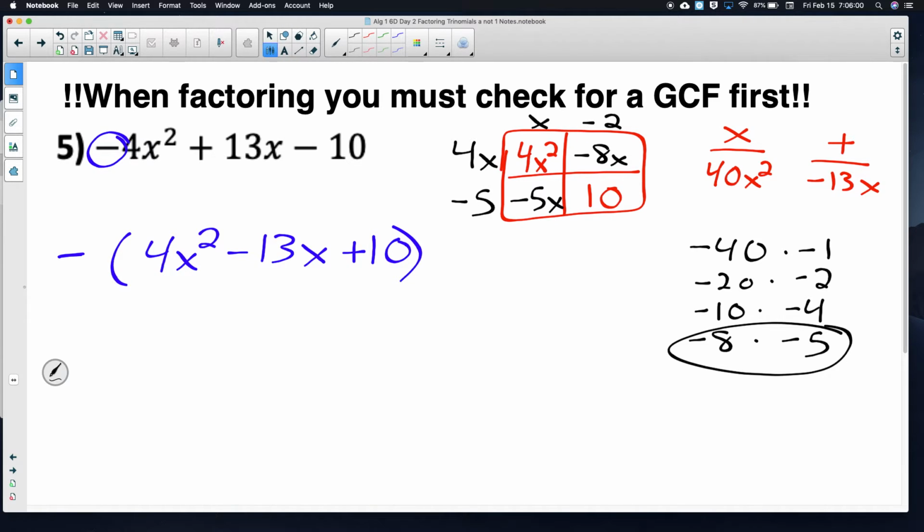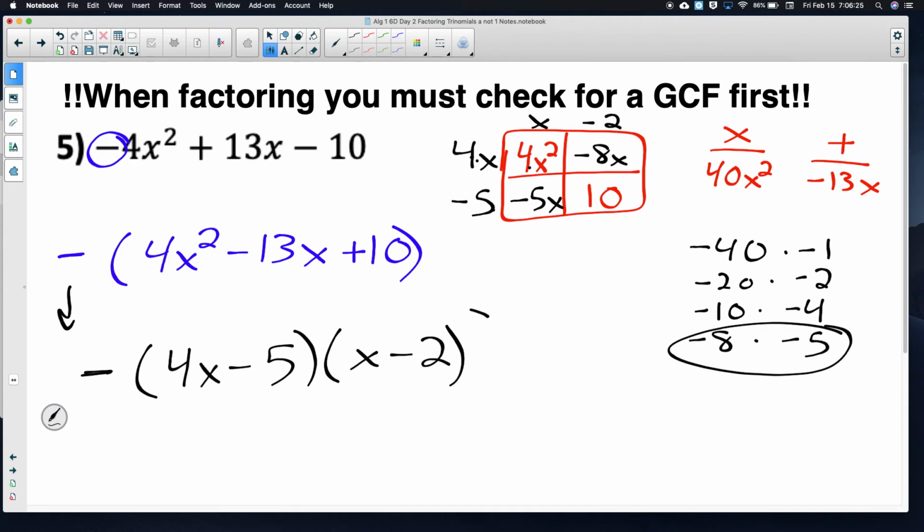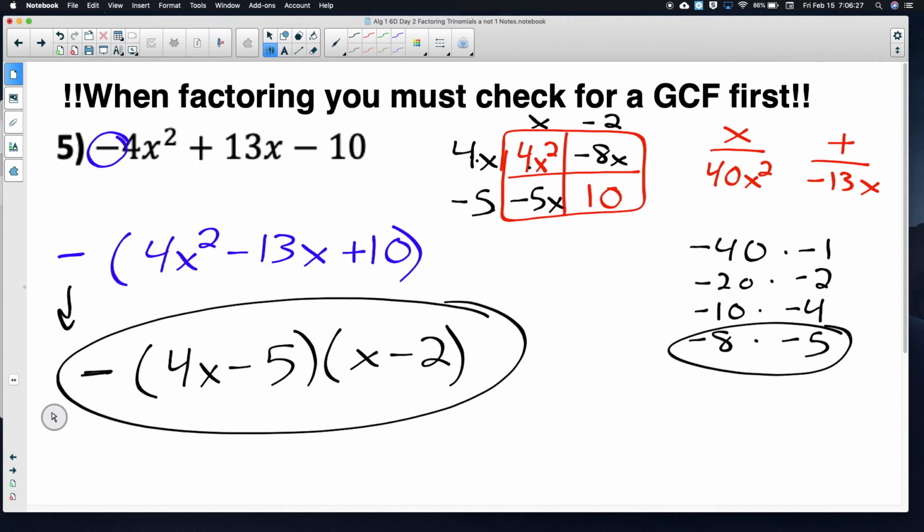And I can always double check at this step, multiply these together. 4x times x, 4x squared. 4x times negative 2, negative 8x. x times negative 5, negative 5x. Negative 2 times negative 5 gives me 10. So I'm going to drop my greatest common factor, and I'm going to write the two factors that I just found in my box. And then I can circle that. I can multiply those together and make sure we are good to go.